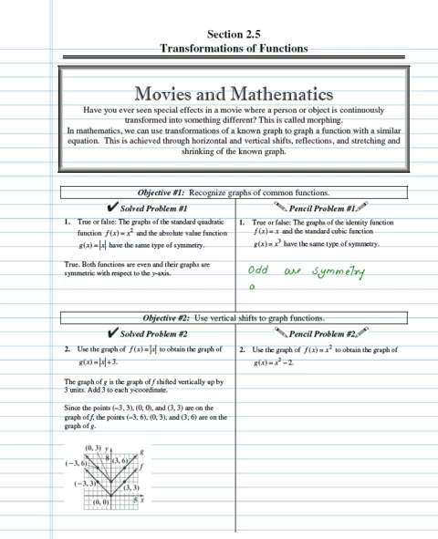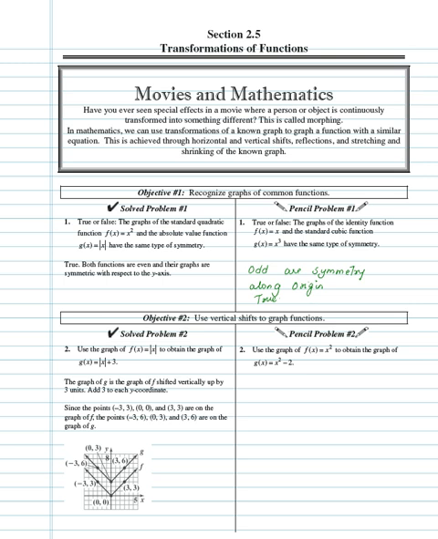Symmetry along the origin. So this is a true statement. So this is true. So when I graph f of x, that is an odd function. When I graph x cubed, that is an odd function, and both of them are symmetry along origin.